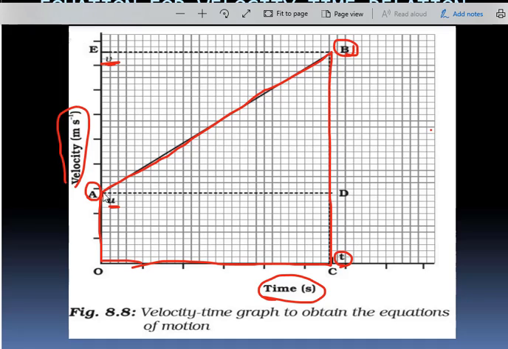Now if I draw a middle line here, join AD. So ADB is a triangle, and AOCD is a rectangle. This is a rectangle, this is a triangle. If you find the area of the triangle and the area of the rectangle and add them, you will find the total area under the curve AB, which is nothing but the displacement traveled by the body. So let us do our calculation.